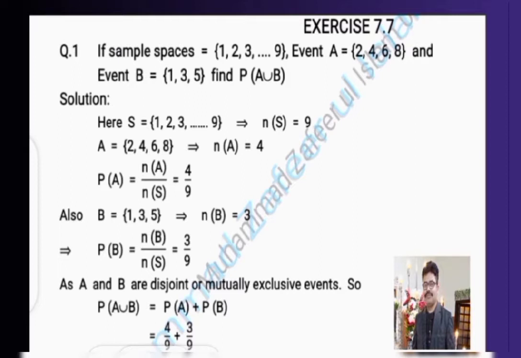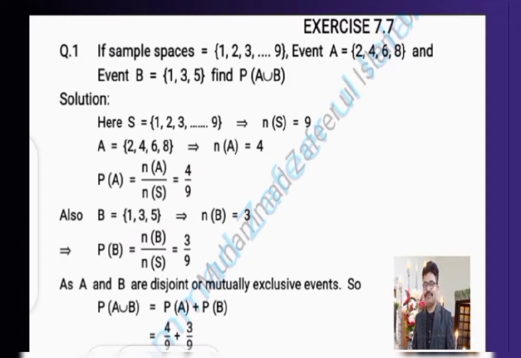Now we will check whether there is any common value between the given events. The first event A has 2, 4, 6 and 8, and the second event B has the values 1, 3 and 5. As there is no common value, these events are called disjoint events or mutually exclusive events.